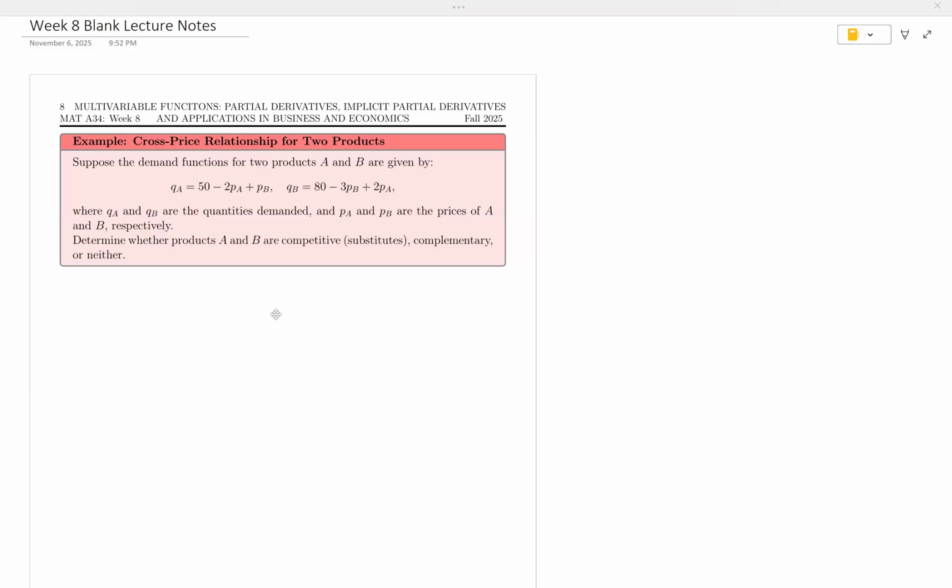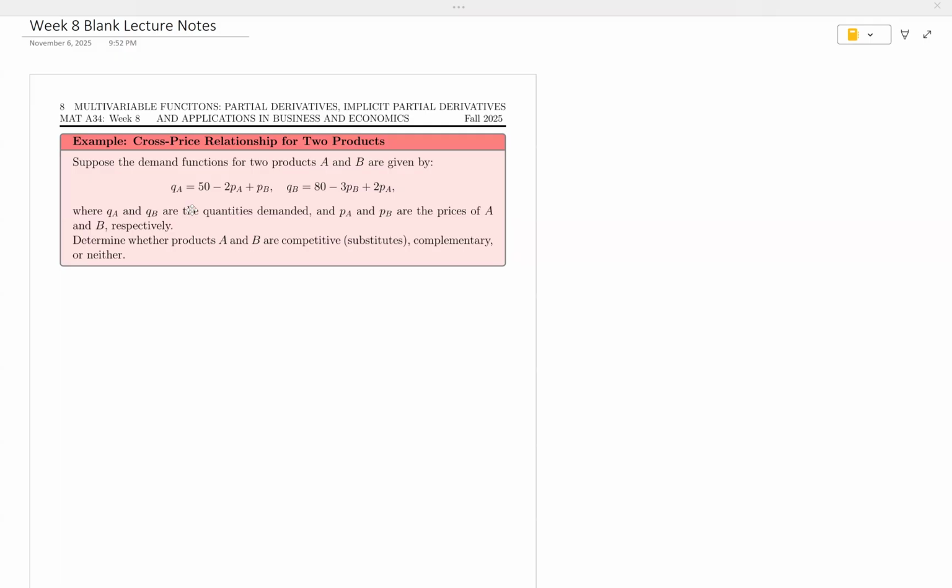So in this example, we are looking at the cross-price relationship between two products. Remember that the own price relationship is how the quantity changes relative to a change in the price of itself, whereas the cross-price relationship is looking at how much the quantity changes given a change in some other commodity's price.